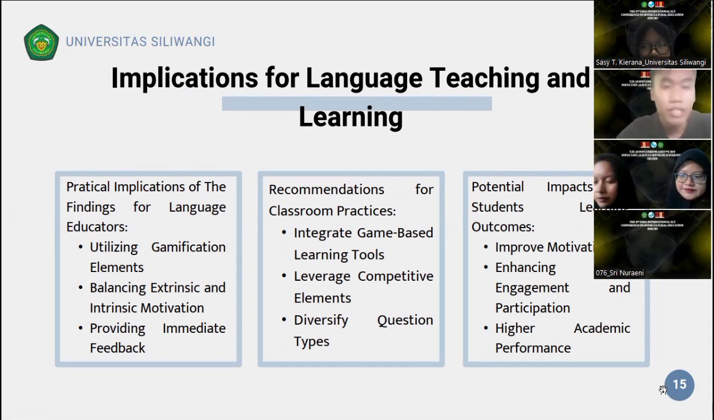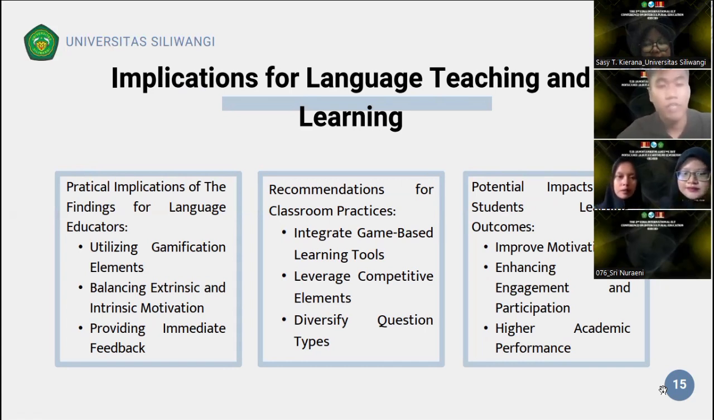And then the next one is balancing extrinsic and intrinsic motivations. The study reveals that while intrinsic motivation is crucial, extrinsic motivations like extra points or rewards can also play a significant role in motivating students. So educators should strike a balance between these two types of motivations by offering external rewards and simultaneously fostering an environment where students find intrinsic value in learning activities.